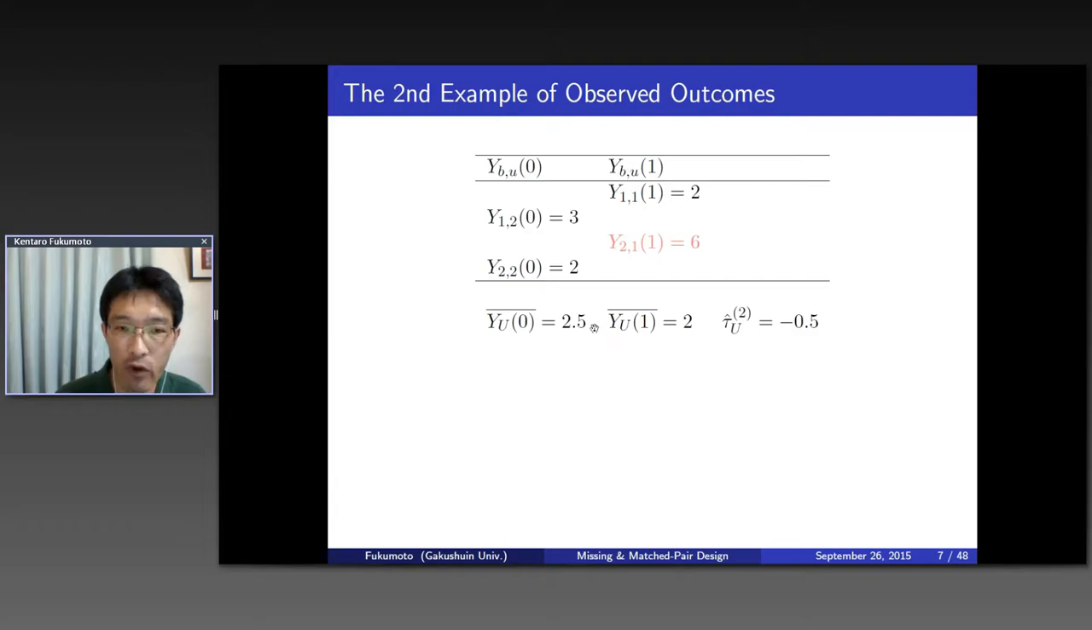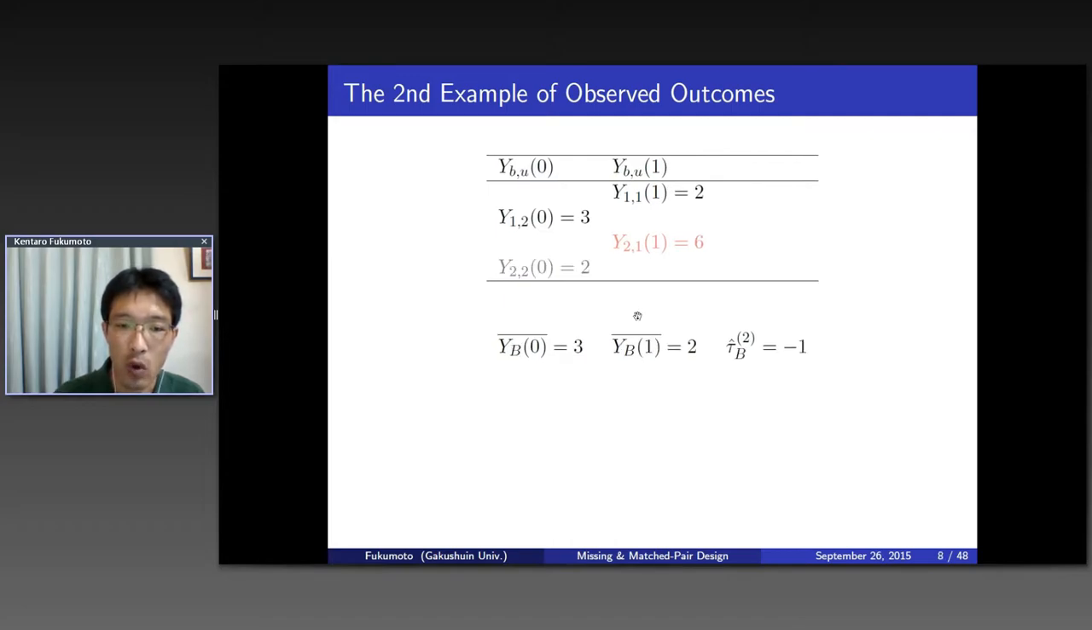And I forgot to say that this is a case of unit-wise deletion estimator, because we just dropped the first unit of the second block, which is missing. Okay, but if we use block-wise deletion estimator, we drop not only the first unit of the second block, which is missing, but also the other unit of the second block, the second unit of the same second block, this one. Then we calculate the average of outcome for the control group and treatment group, and we have the estimate of ATE, which is equal to minus 1 in this case.